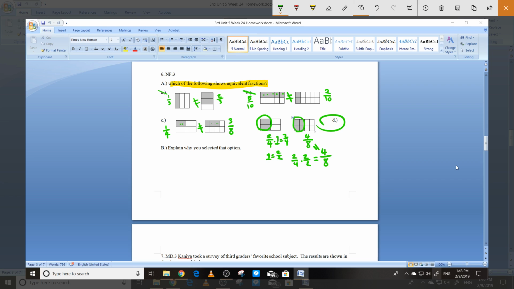It's explaining why you selected the option. You can write because 2 over 4 is the same as 4 over 8. 2 over 4 times 2 over 2 is 4 over 8. In the future, I'm sorry about that, write this out. Just write times. And that would have been better. And that's how you do number 6.